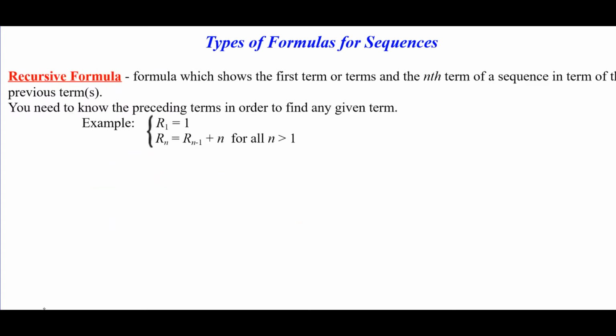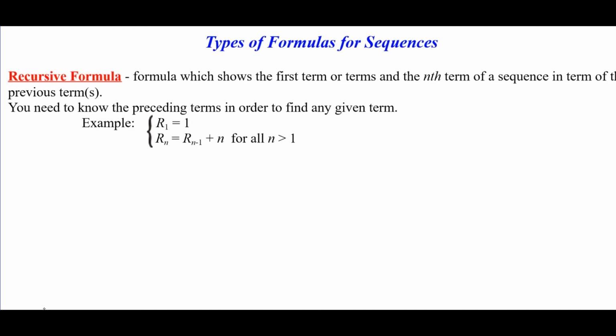The other type of formula that we can have for a sequence is called a recursive formula. And this is a formula which is going to tell me my first term or terms, and then it tells me how to find any other term or the nth term of the sequence by using the previous terms. So this recursive formula means that in order to find any term, I have to know the term before it, which means if I want to find the 8th term, I need to know the 7th term.